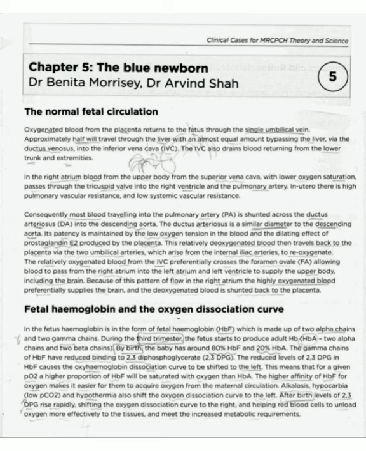Oxygenated blood from the placenta returns to the fetus through the single umbilical vein. Approximately half will travel through the liver with an almost equal amount bypassing the liver via the ductus venosus into the inferior vena cava. The inferior vena cava also drains blood returning from the lower trunk and extremities.